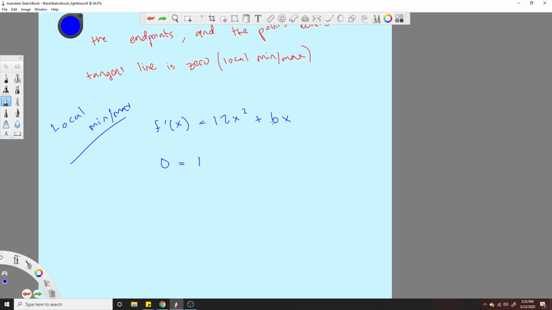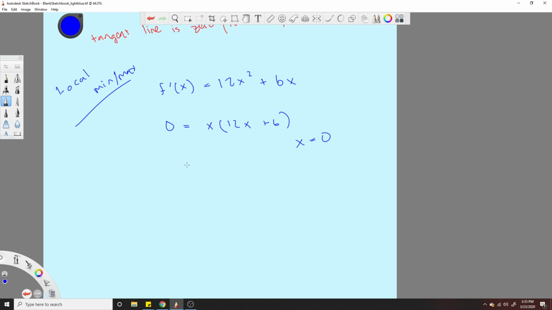We can factor out a 12x here. And then one solution will be x equals 0. And then the other solution will be 12x plus 6 equals 0. x will equal negative 6 over 12; we're subtracting that 6 and dividing by 12. x will equal negative 1/2. So at both of these points, we have either a local min or a local max.